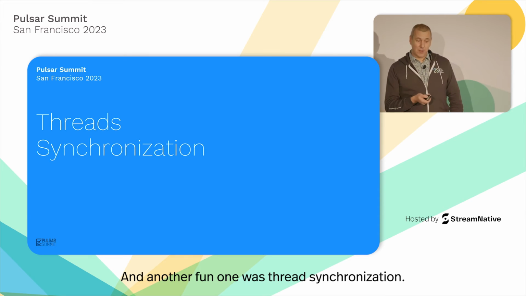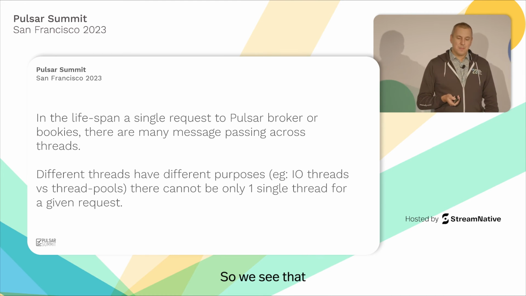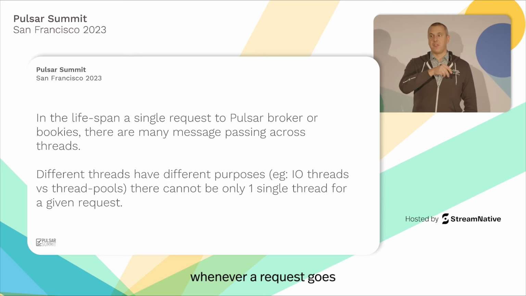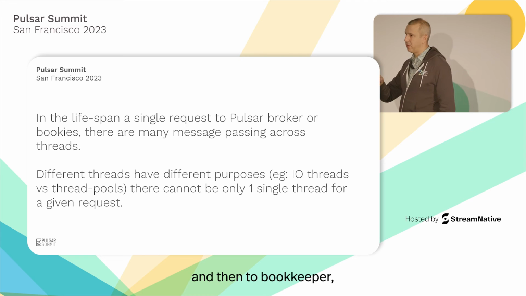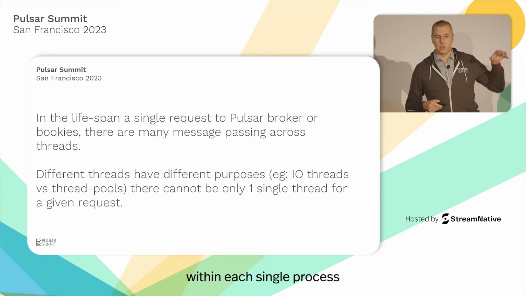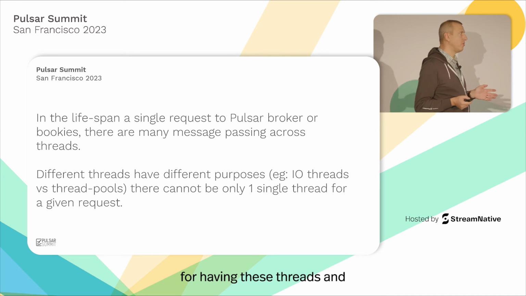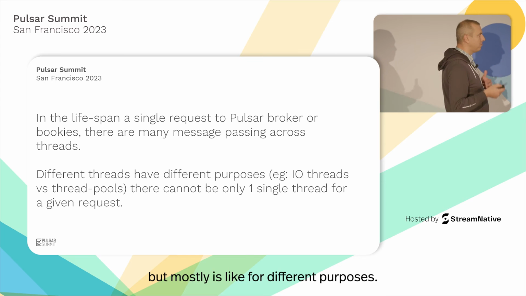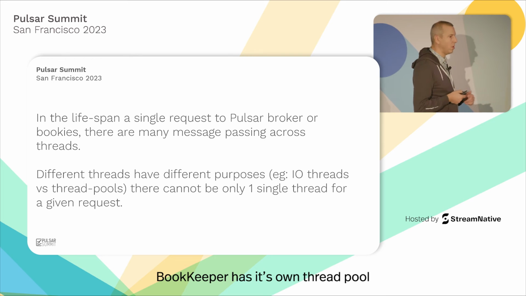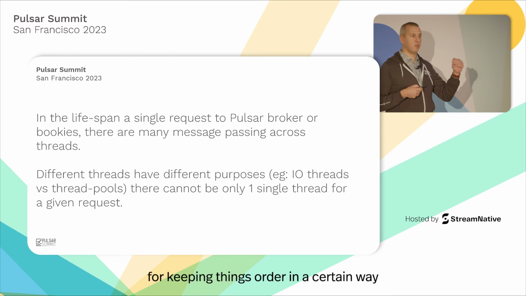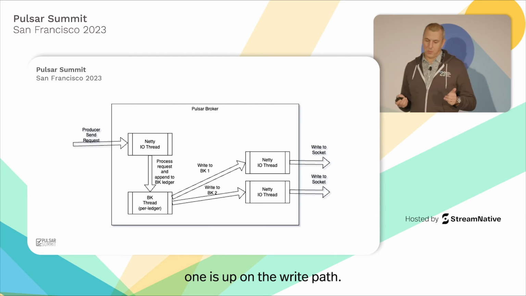And another fun one was thread synchronization. Whenever a request goes to Pulsar, from the client SDK to the Pulsar broker and then to BookKeeper, it travels within each single process along multiple threads. There are different reasons for having these threads, but mostly they serve different purposes. Netty has its own thread pool, and BookKeeper has its own thread pool for keeping things ordered in a certain way. And you have to cross these threads, as in this example on the write path.